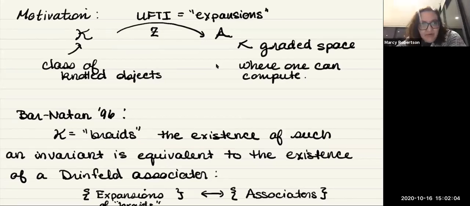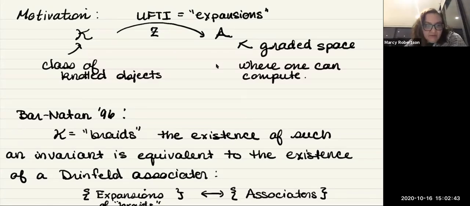Let's say you wanted to take a class of knotted objects, tangles, links, braids, etc., and you wanted to consider universal finite type invariants, or I'll use Juji's word for this, expansions. So what is this? This is an invariant. You take input, some kind of knotted object, you construct an invariant like the Alexander polynomial, and you land in some graded space where you can actually do your computations. This allows you to distinguish knots, etc.